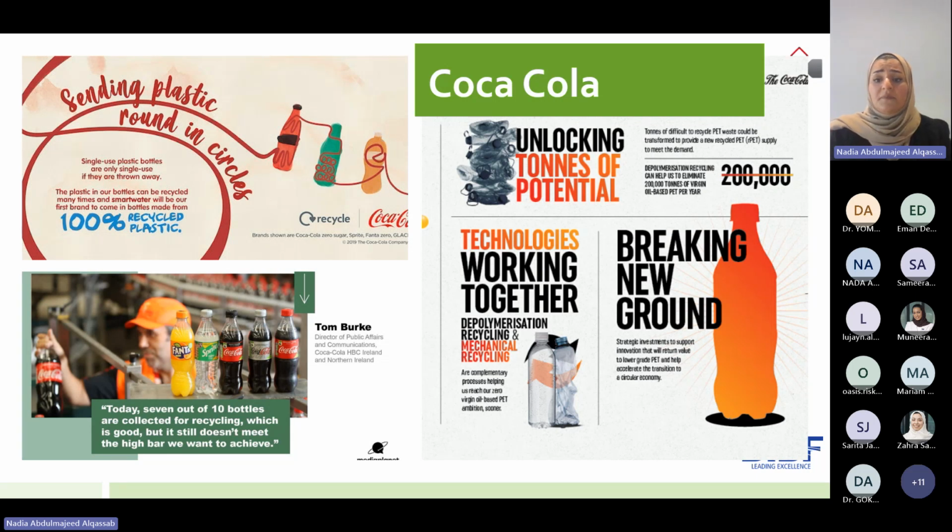Also, you can see here, they're trying to re-innovate their bottles, re-innovate their technologies, in order to transform their designs. If you see here on the left-hand side, 7 out of 10 bottles are collected for recycling, which is good, but it doesn't meet the aim that they're doing because, again, they're the largest plastic producer in the world. And on the top, you will see single use are only single use if they're thrown away. So they always try to communicate with clients to bring back the bottles and to recycle them. Okay.